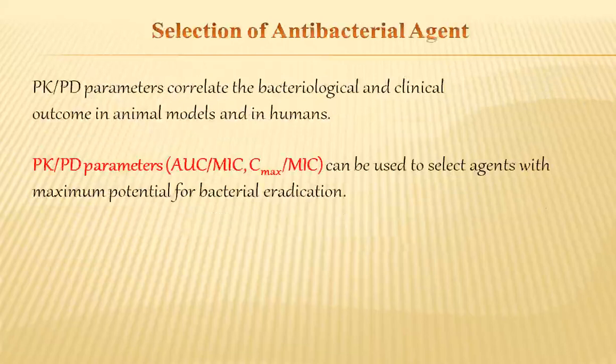Selection of antibacterial agent. The pharmacokinetic and dynamic model and their parameters correlate the bacteriological and clinical outcome in animal models and in humans. The pharmacokinetic and dynamic parameters like area under curve, minimum effective or inhibitory concentration, maximum effective or inhibitory concentration can be used to select agent with maximum potential for bacterial eradication.